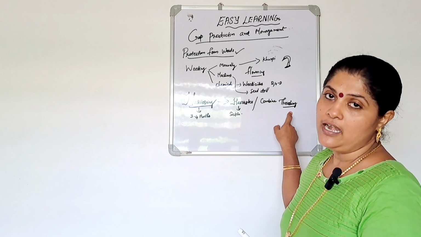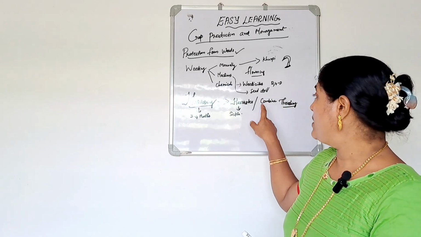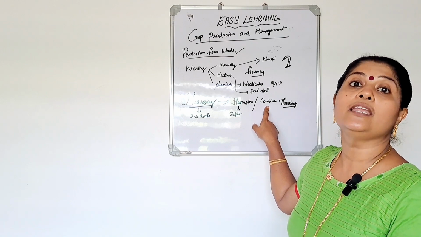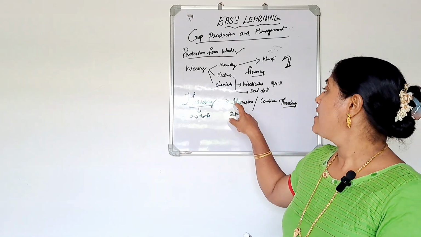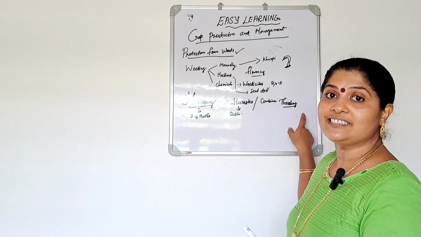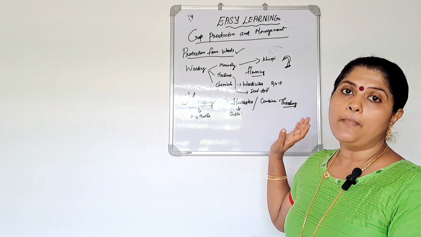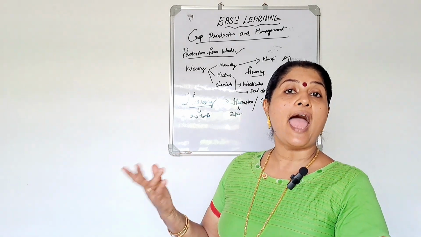It is done with the help of another device known as a combine. Combine means it does both works, that is the harvesting as well as threshing. That is why that implement is known as a combine. It is a combined harvester and thresher.